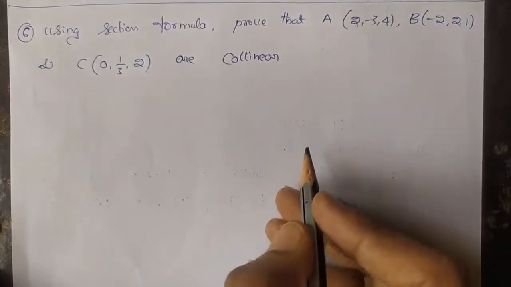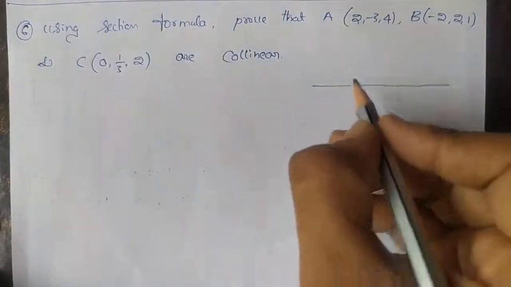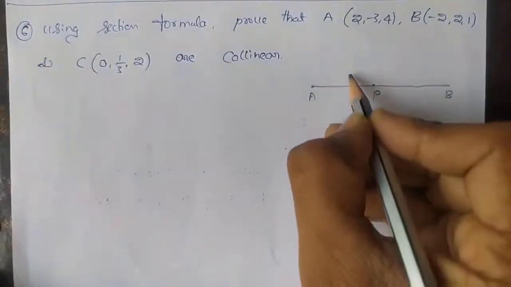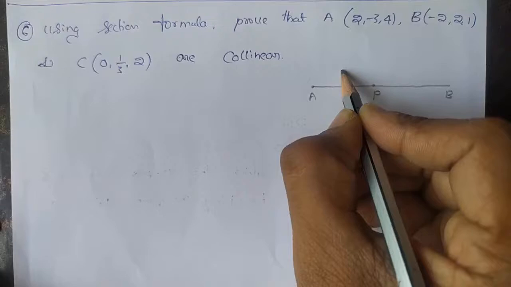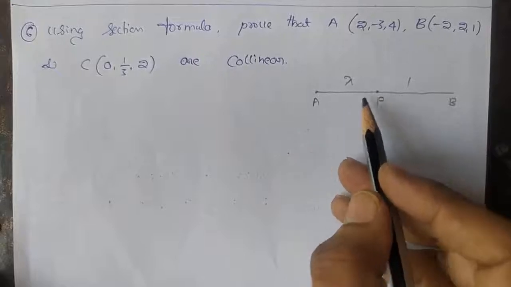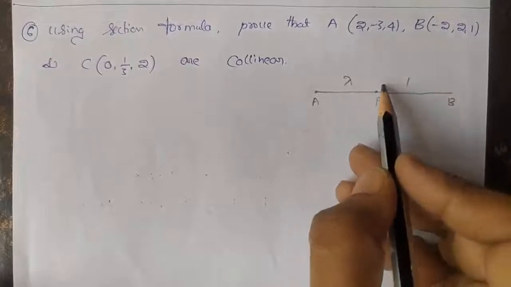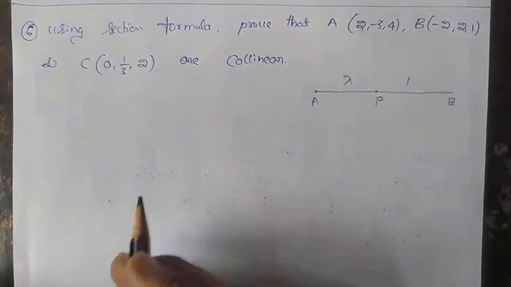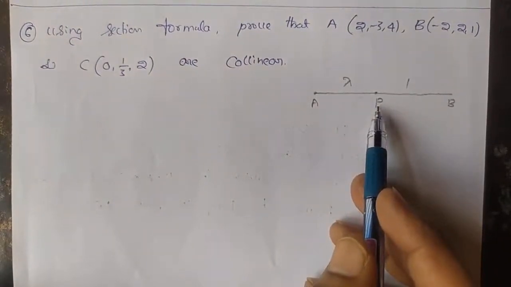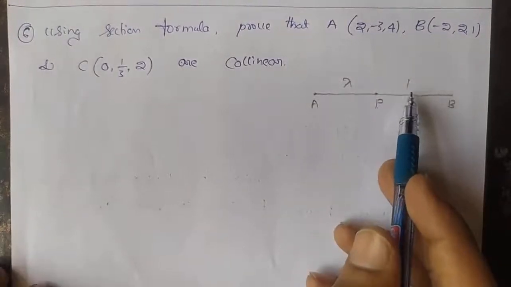See the procedure. First, write a line: let P divide AB in the ratio, and we need to find the ratio. For these kinds of questions, we need to consider the ratio lambda is to 1. I already told you in the previous class. First, we need to find the coordinates of the point P, which divides AB internally in the ratio lambda is to 1.